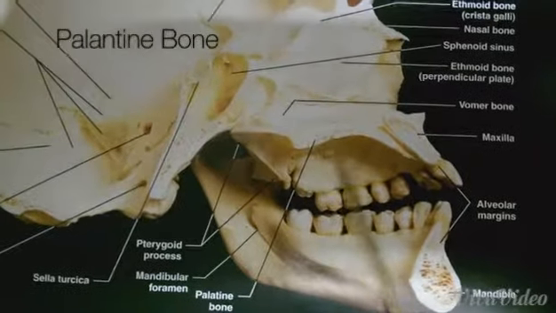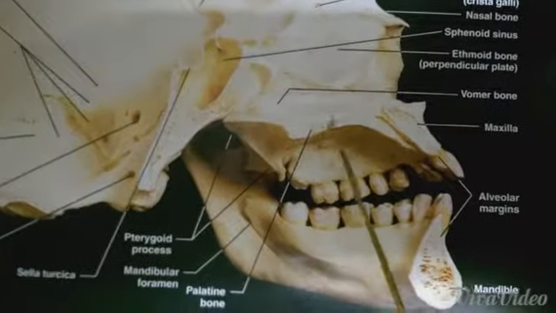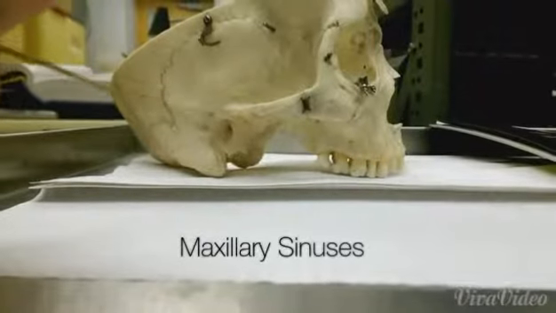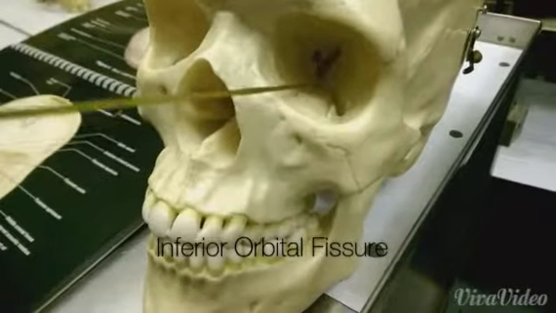Right here is the palatine bone, and then next to it is the process. And this little area would be where the maxillary sinuses are. Superior orbital fissure.